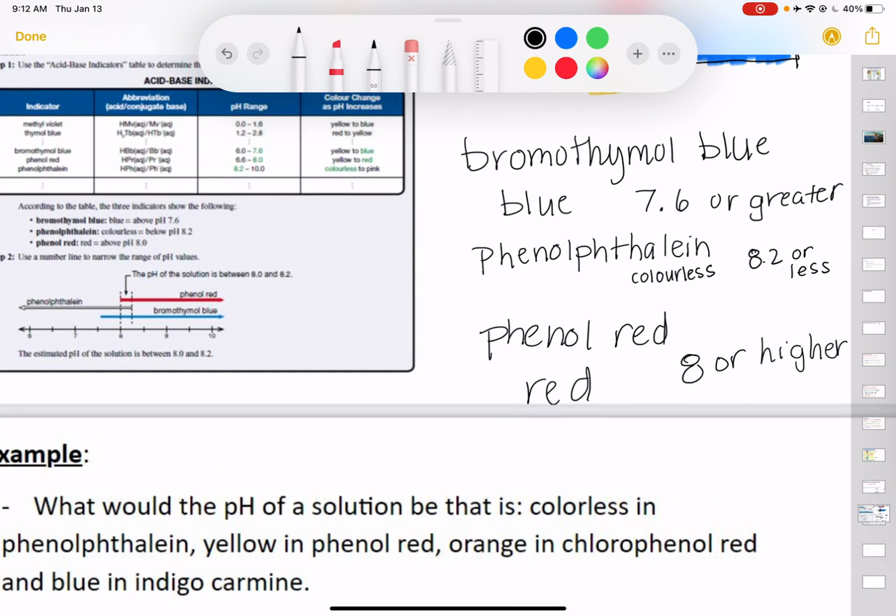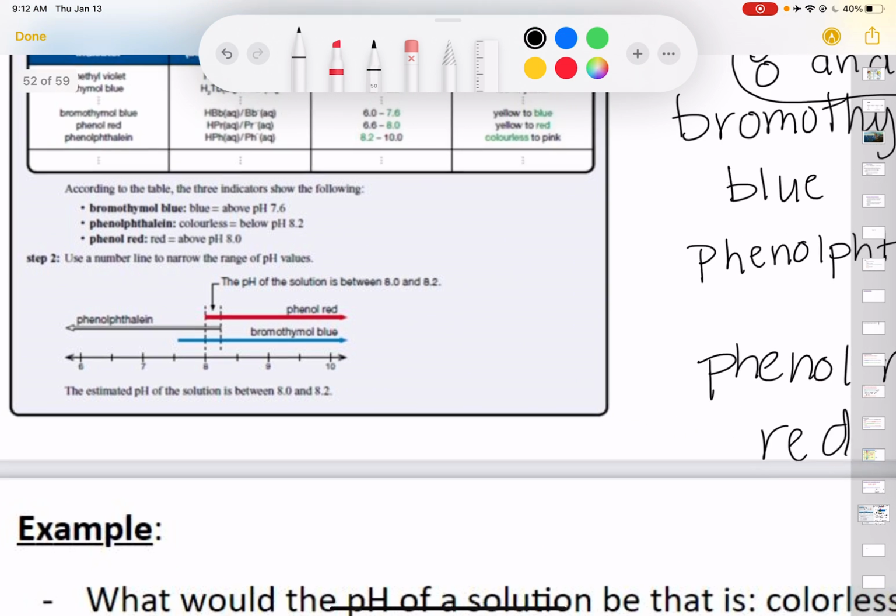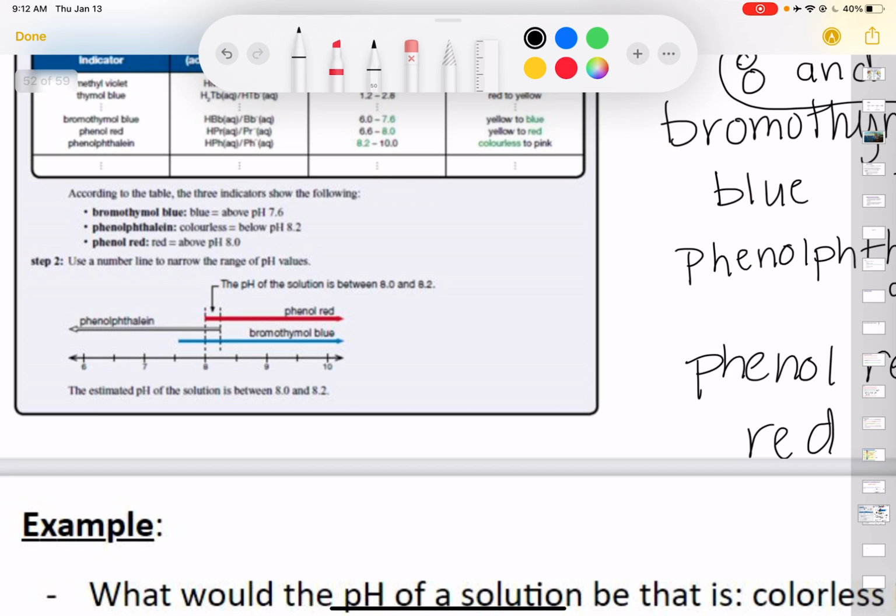So 7.6 or greater, 8.2 or less, and 8 or higher. Okay, so what that tells us is that it has to be between 8 and 8.2, if that makes sense. Because it's higher than 7.6, it's less than 8.2, and it's more than 8. Okay? So that tells us that it's between 8 and 8.2. And their picture is a whole lot better than mine. But that's the process that you need to go through to figure that out.